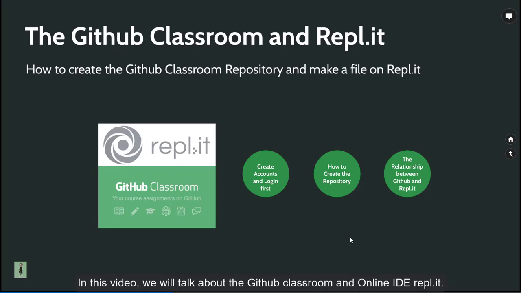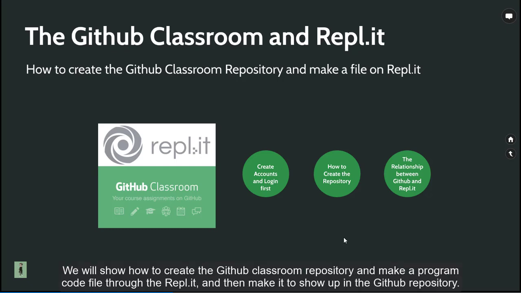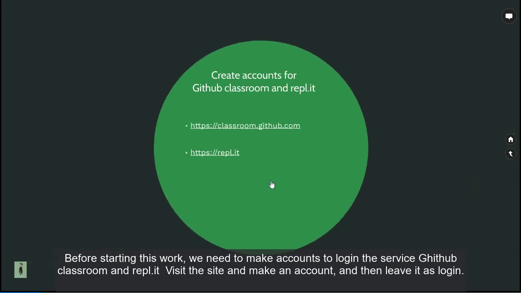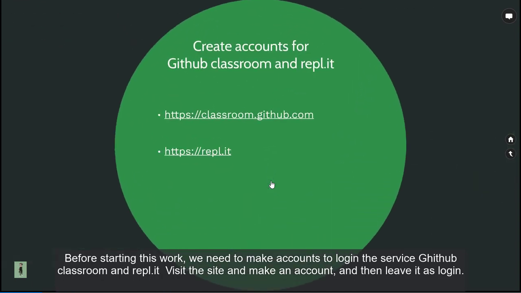In this video, we will talk about GitHub Classroom and online IDE Repl.it. We will show how to create the GitHub Classroom repository and make a program code file through the Repl.it and then make it show up in the GitHub repository. Before starting this work, we need to make accounts to log in to the services GitHub Classroom and Repl.it. Visit the site, make an account, and then leave it as logged in.